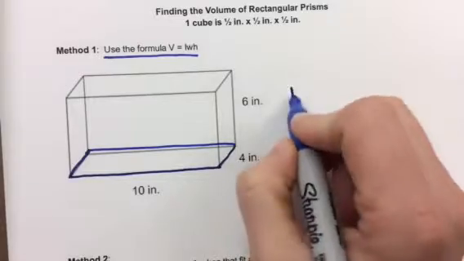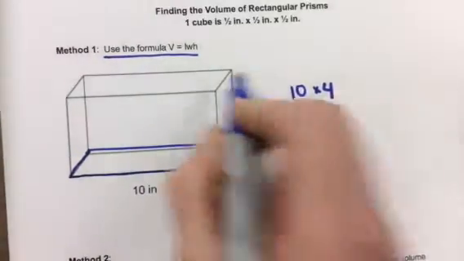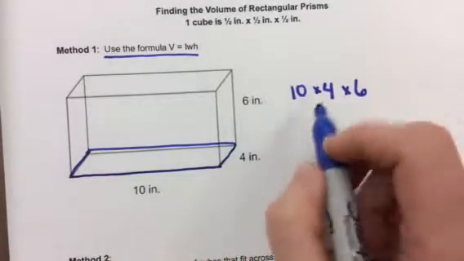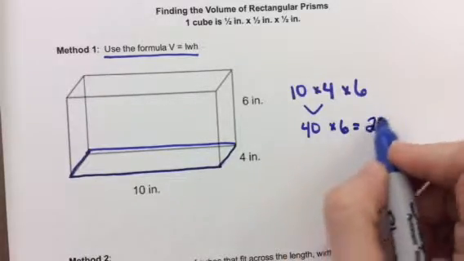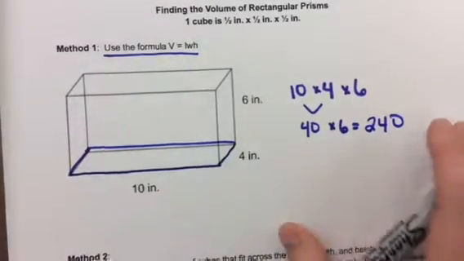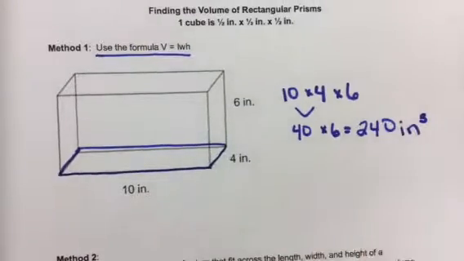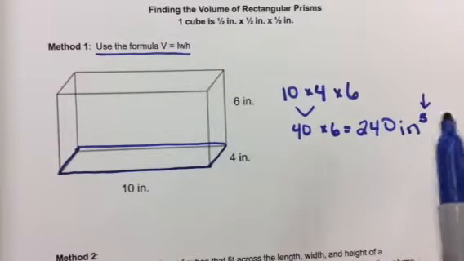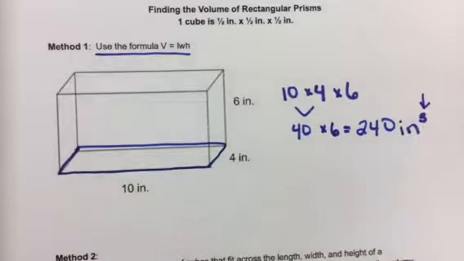So we could do 10 times 4, which is 40, times your 6 layers. And 40 times 6 is 240. Since we're looking for the volume, you need to label it in units cubed. Remember what I said about today. It's 3D geometry. To think of 3D, you use the exponent 3. That's one way. That's it.